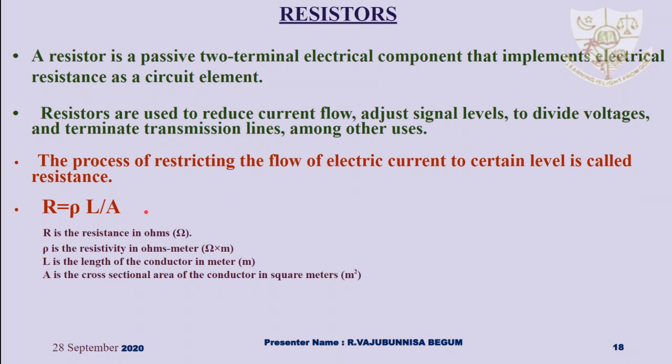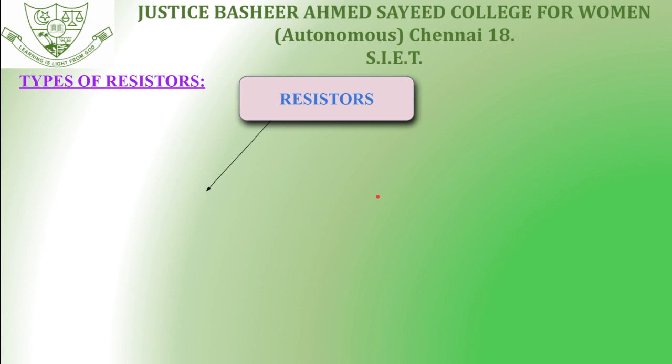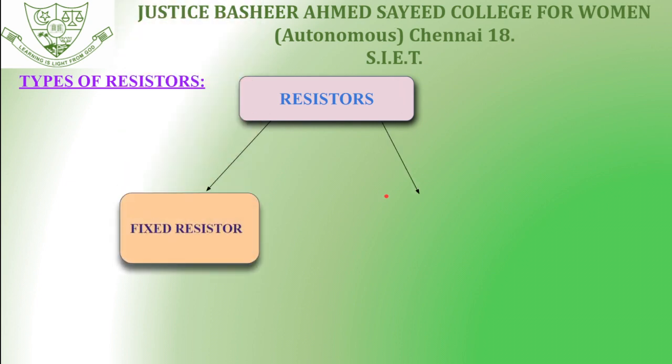This is the formula which is used to describe various physical factors that control the resistance of a given circuit, right? R is equal to rho into L by A, where rho is the resistivity in ohm meter, L is the length of the wire or conductor in meter, A is the cross sectional area of the conductor in meter square. The types of resistors are categorized as fixed resistor and variable resistor.